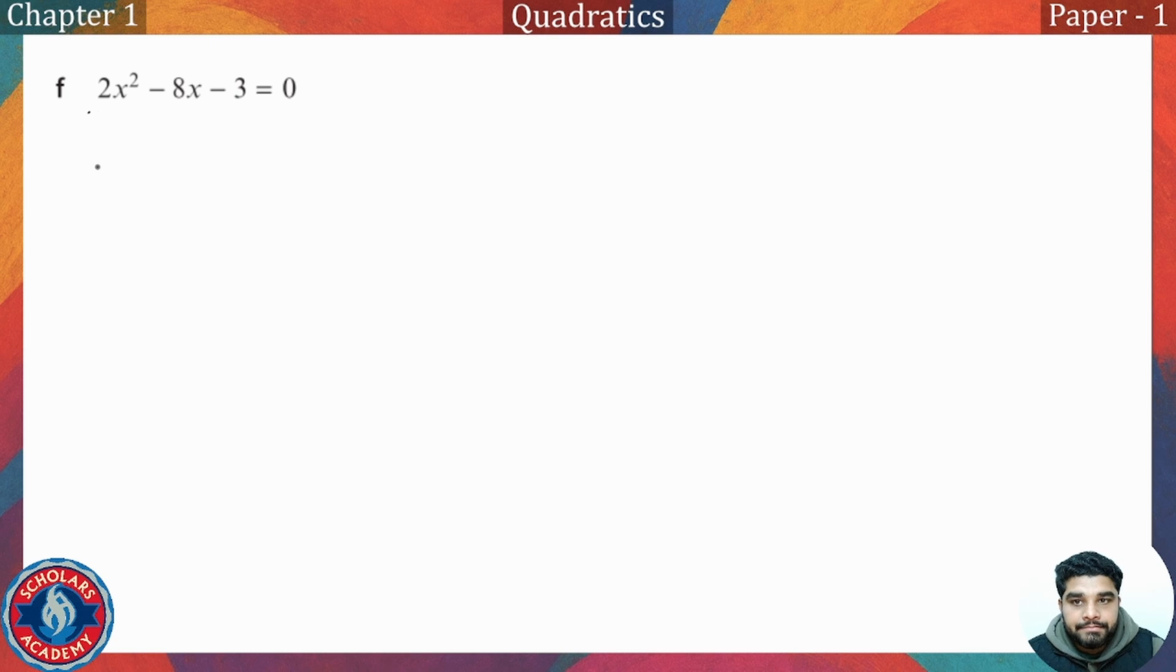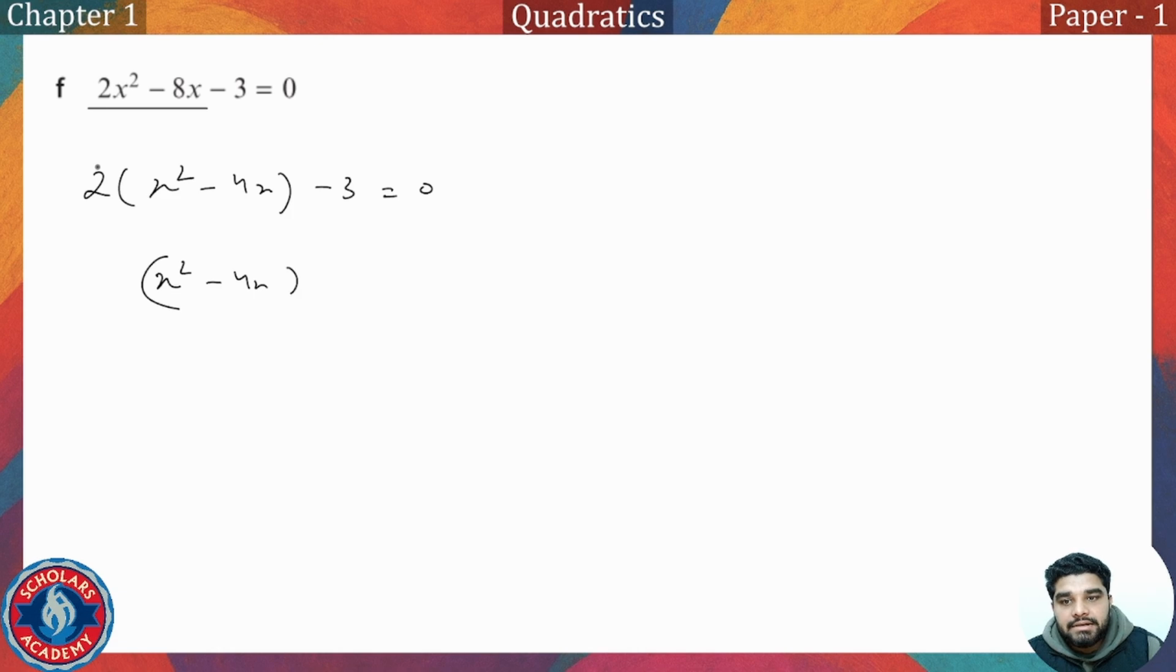Alright. Again, we'll take 2 common. We get x square minus 4x minus 3 is equal to 0. Now x square minus 4x times 2 is equal to 3. x square minus 4x is equal to 3 by 2. We need to complete a minus b whole square over here.